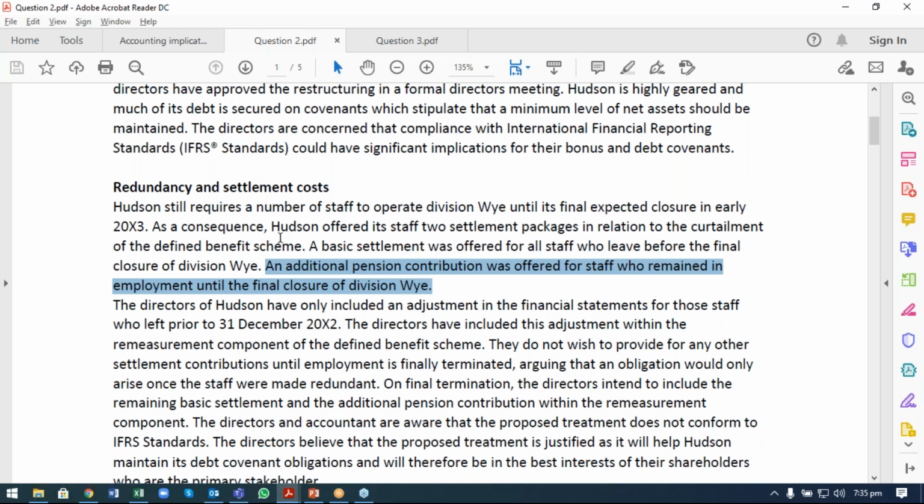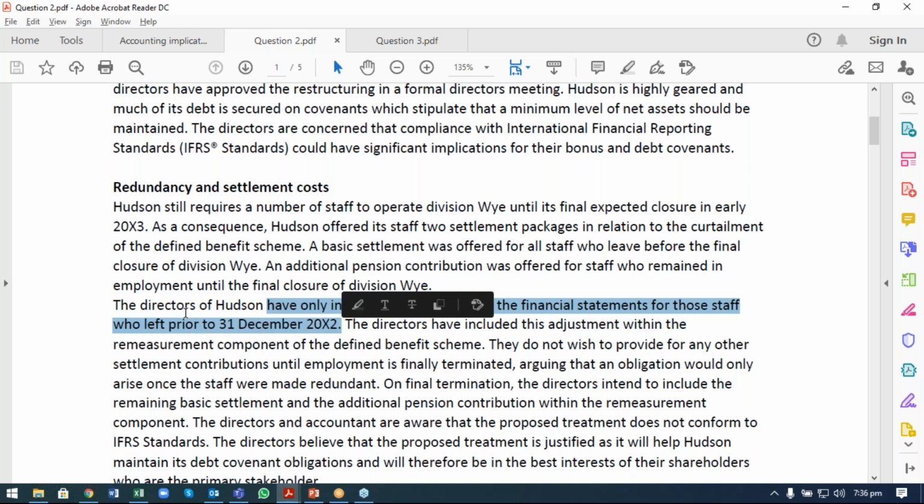Those are provided by the Hudson company to those employees who are working in Y department. The directors of Hudson have also only included an adjustment in the financial statement for those staff who left prior to 31st December 2002. The only adjustment with respect to these two commitments was related to the payments they have made to those employees who left the Y department before 31st December 2002.